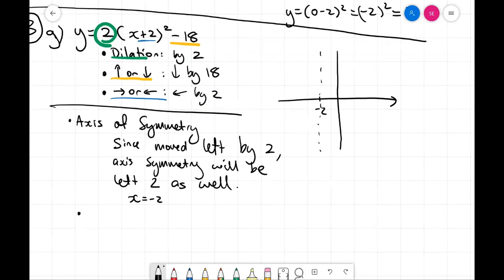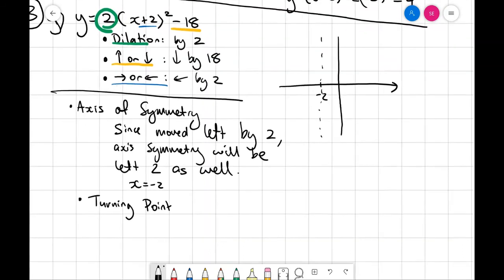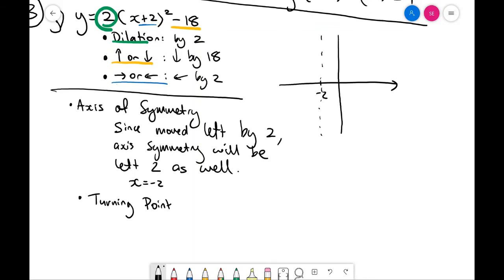Okay, now our turning point. Well, we know our turning point will occur on this axis of symmetry here. And we also know that the graph's moved down by 18. So our turning point here is going to be where x is equal to minus 2, and y is equal to minus 18. So this will be our turning point here.